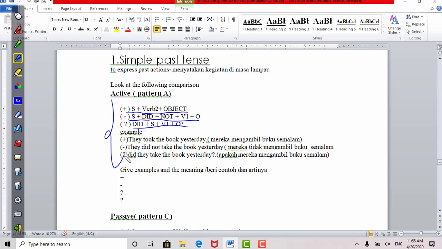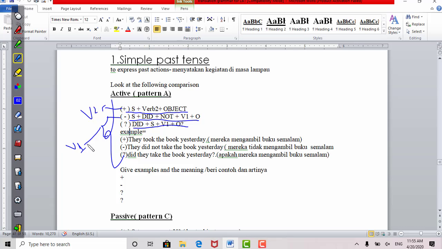And remember, when we talk about pattern A, you will use verb 2 in the positive statement. In negative and question, it will be verb 1 again. Alright, so you just make it verb 2 in the positive statement. When you go to negative and question, it will be verb 1.